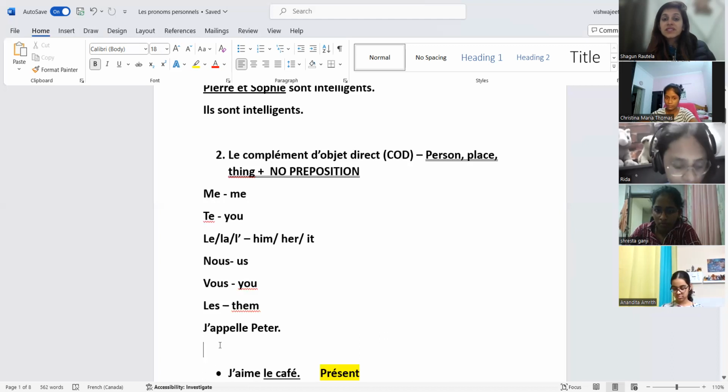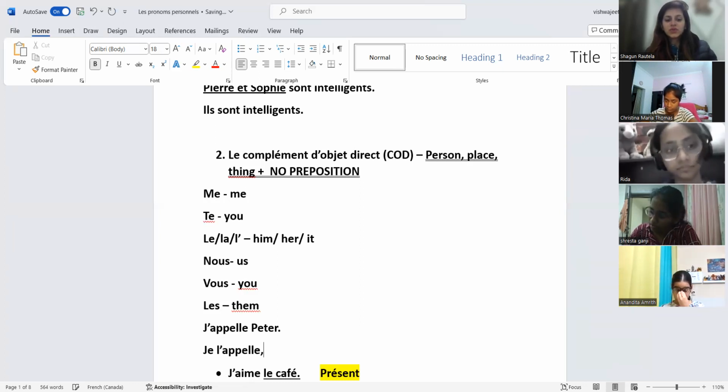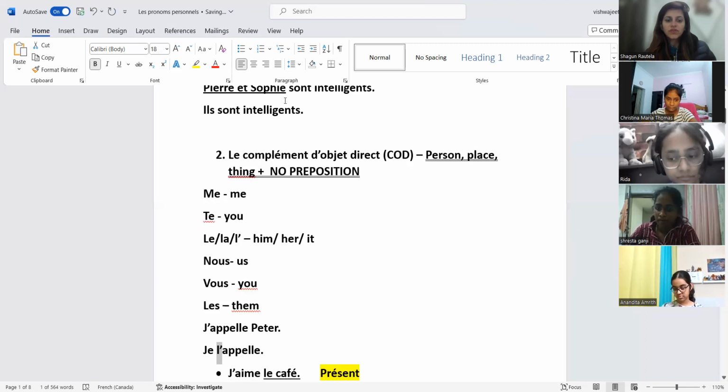And if it is a simple present tense, the placement of these pronouns will be before the verb. So I'm going to place it like this. Can you see? Where did I place it? The verb is starting with a vowel, that's why I've done an apostrophe. Okay. It will be placed before the verb in present tense. I call Peter, I'm calling him.